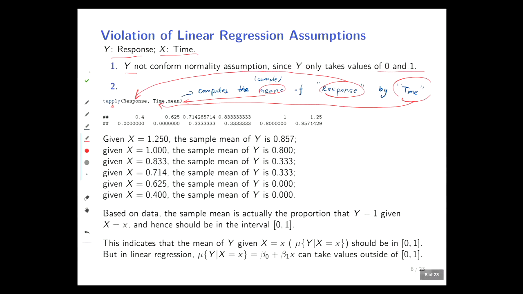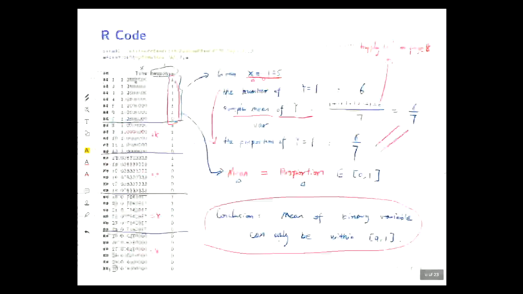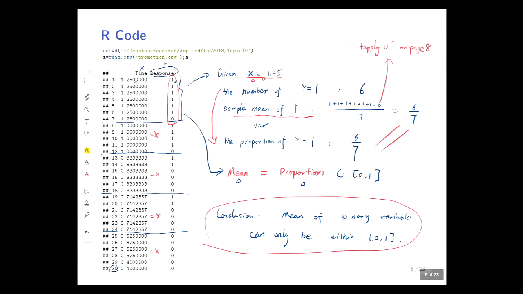So what's the meaning here? Let's look at this 1.25. Let's look at our output. That means when x equals 1.25, the sample mean here is 0.857, which is exactly 6 divided by 7. So that's exactly the result by using our hand, I think, in this page.